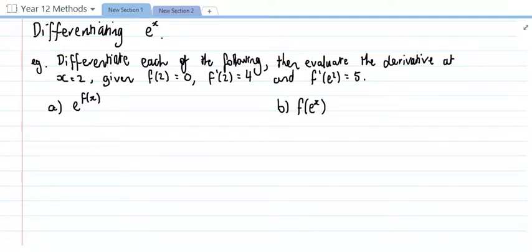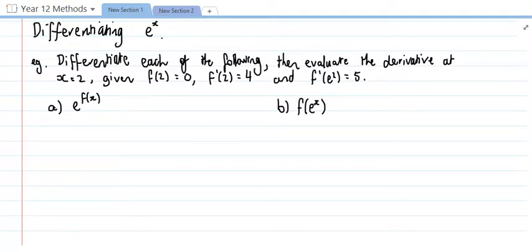Hi everyone, this is the last example I'm going to do for differentiating e to the x. Now, this question is actually taken from the Cambridge Senior Mathematics Australian Curriculum VCE Mathematical Methods Unit 3 and 4 book. Differentiate e to the f of x, then evaluate the derivative at x equals 2, given f of 2 is equal to 0, f dash 2 is equal to 4, and f dash e squared is equal to 5.